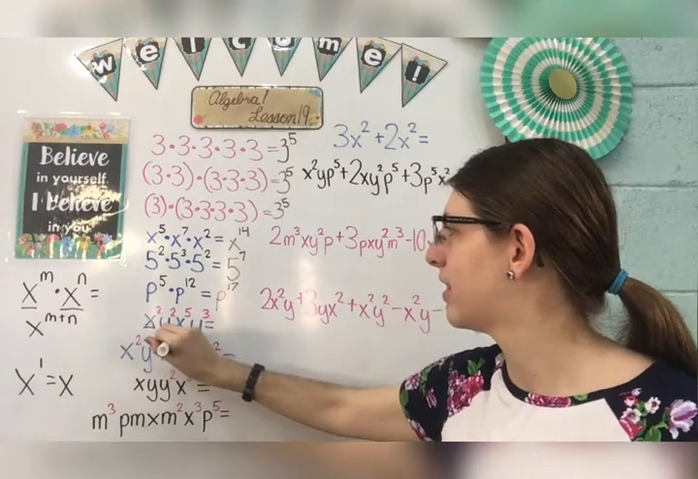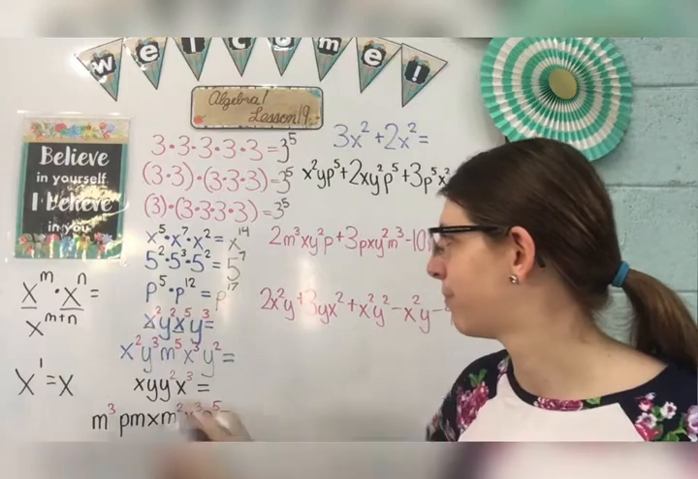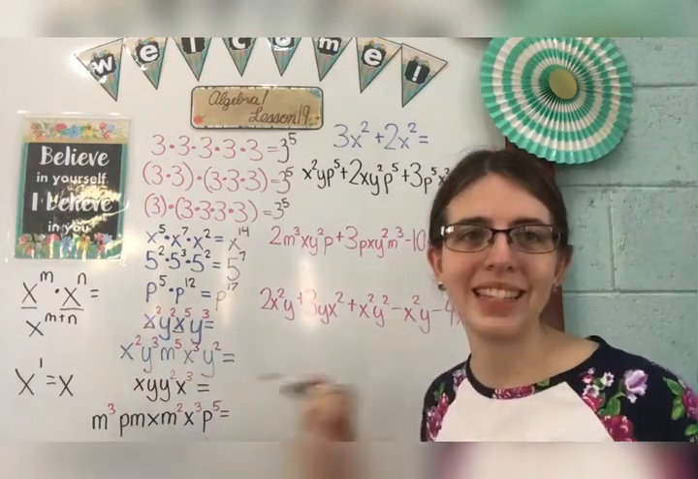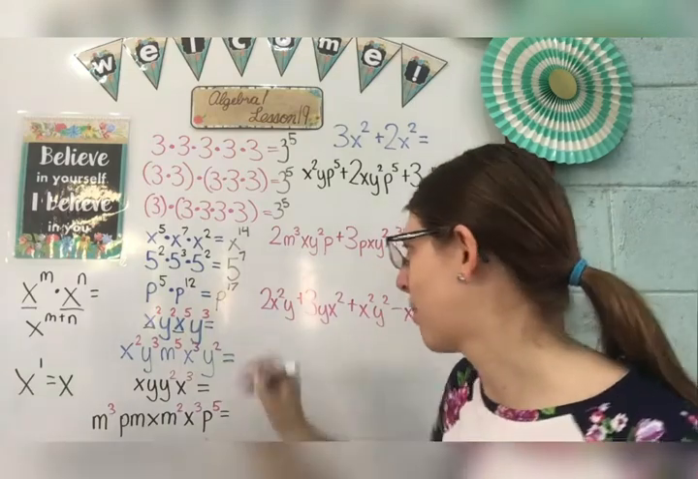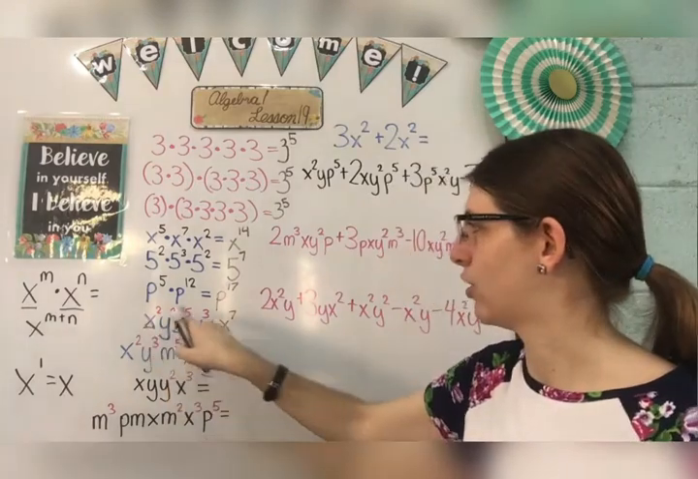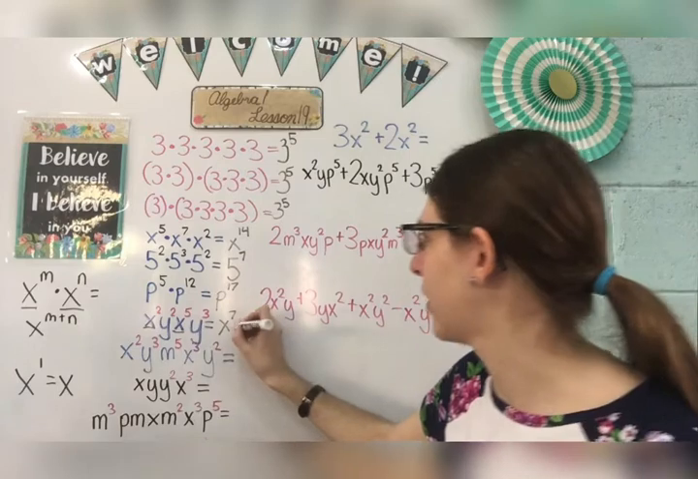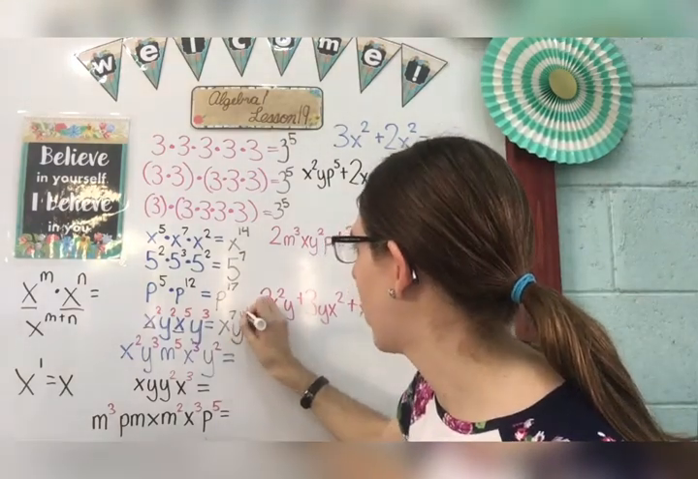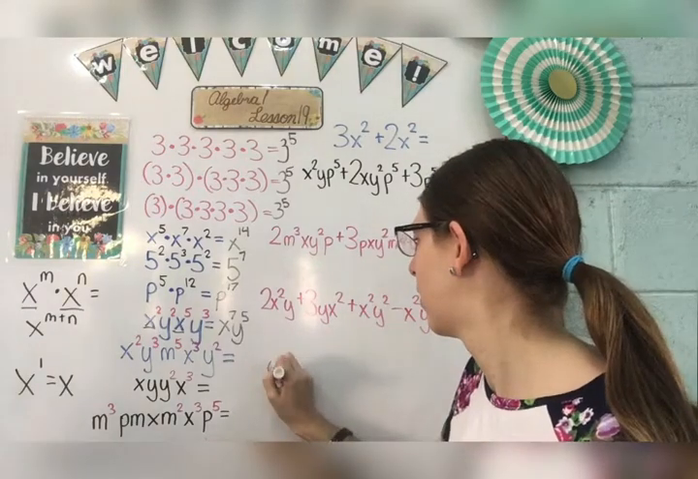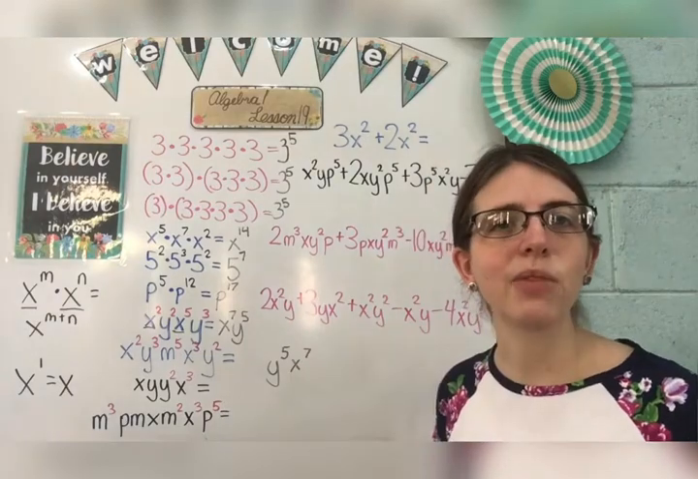Here I have an x and an x. Those are like terms, so I can add their exponents. Or I should say, not like terms, because this is one term, but those bases are the same, so I can add their exponents, and I get x to the 7th power, 2 plus 5 is 7. Then I have my y's left over, 2 plus 3 is 5, so I have x^7, y^5. And I could write that as y^5, x^7, and it would be the same thing.